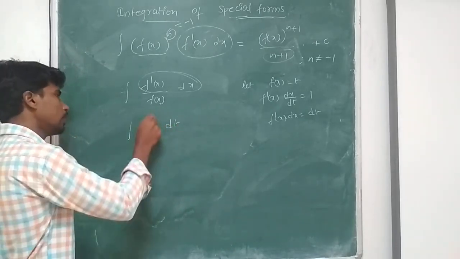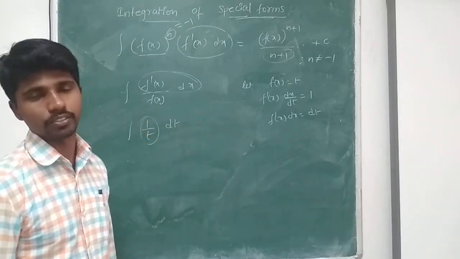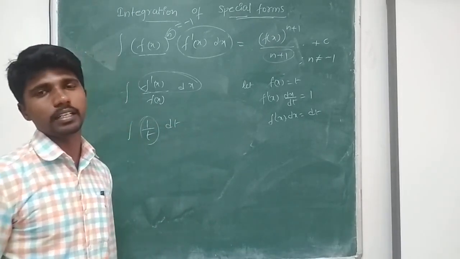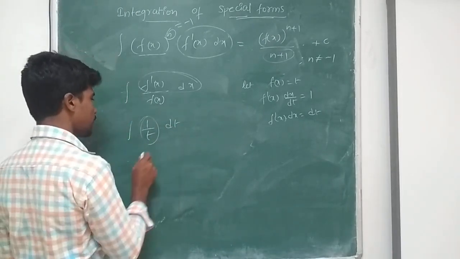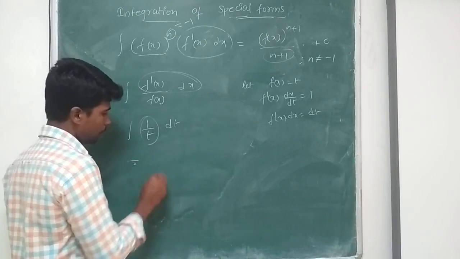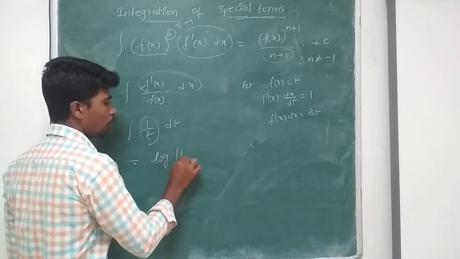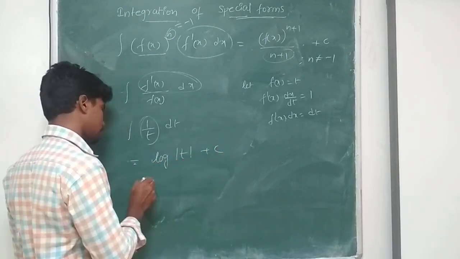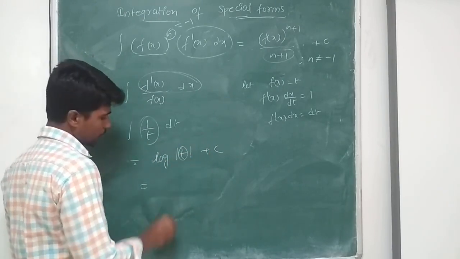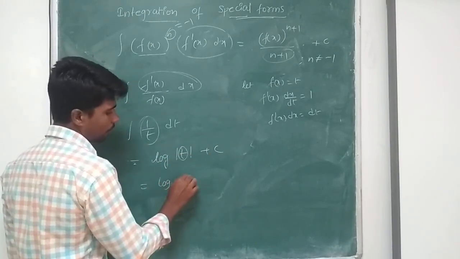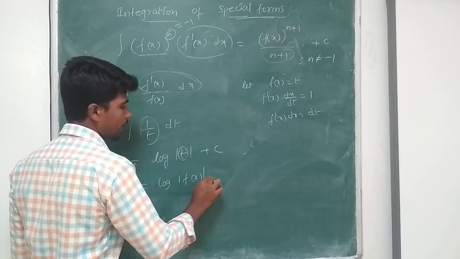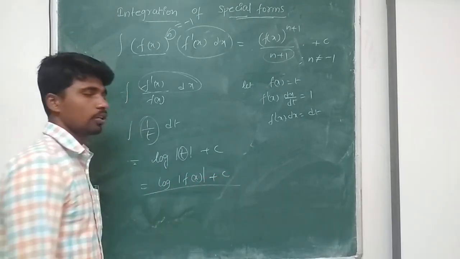As we already know, the integration of 1 by x with respect to x, that is 1 by x dx, is equal to log mod x. So I can apply the same form. I get log modulus of t plus a constant. Then t can be replaced by f of x. So my answer is log mod f of x plus c.